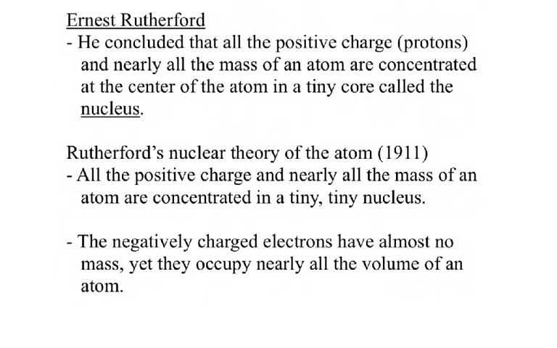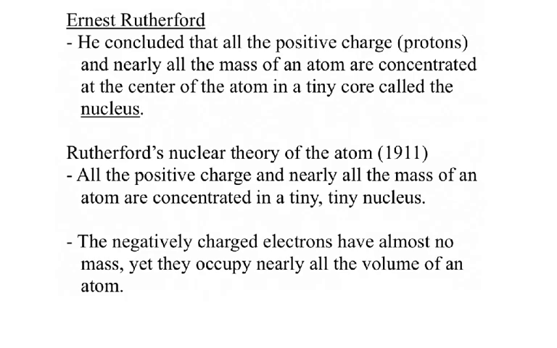Now, the nuclear theory of the atom was proposed way back in 1911. He did this experiment in the early 1900s. And again, the main component of the nuclear theory of the atom is that all positive charges and nearly all the mass of the atom is concentrated in this tiny, tiny nucleus. The negatively charged electrons, which basically have no mass, are the ones found outside the nucleus. They're also the ones that occupy nearly all the volume of an atom.